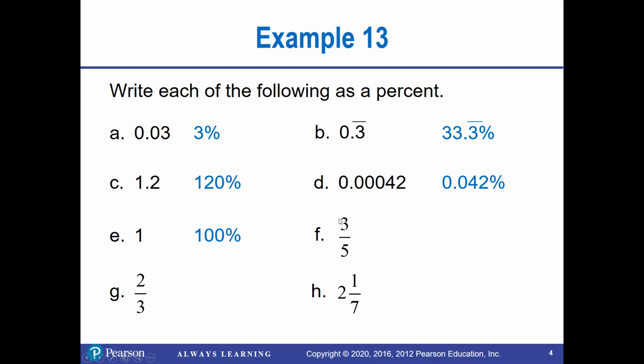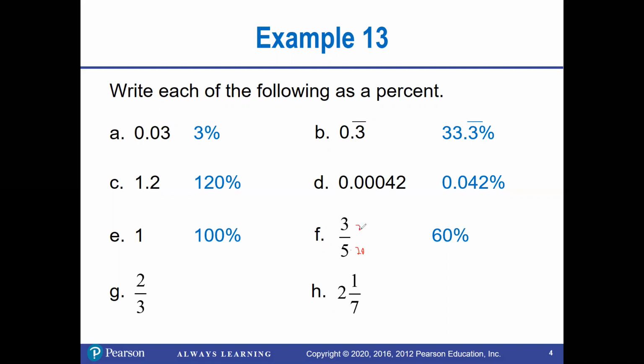3/5, there are 2 ways you can do it. You can put it as a decimal, or you can put it as a fraction. Either way, you're going to get 60%. Now how does that come about? If you want, you could multiply this by 20. You would get 60 over 100, which would be your 60%.